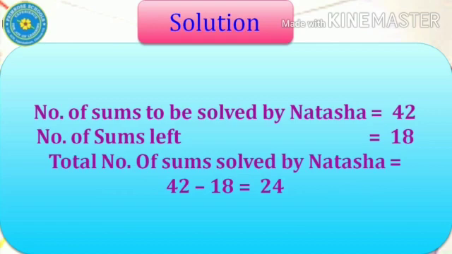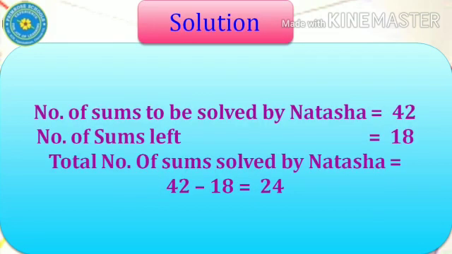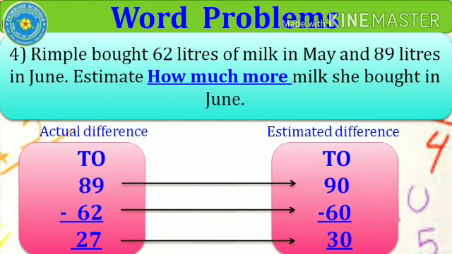So number of sums to be solved by Natasha is 42, which is the total number of sums to be solved. Number of sums left is 18. So what is the total number of sums that Natasha has solved? Which will be 42 minus 18, which is 24, the actual difference. So the estimated difference is 20 and actual difference is 24. Understood, children? Let us now solve one more problem. Let us do problem number 4.